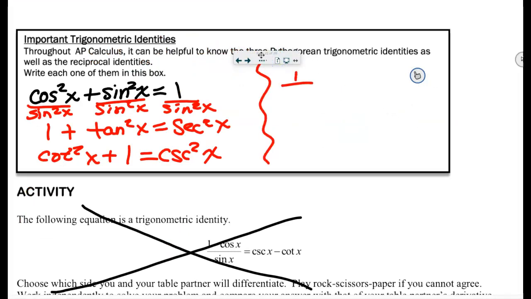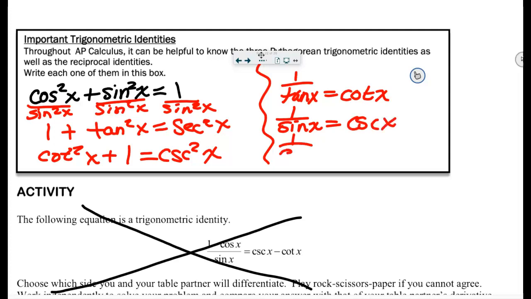I know you know 1 over tangent is cotangent. But make sure you also have it that 1 over sine, 100% all the time, is cosecant x. Just think S's and C's. They're helpful in this class. Similarly, 1 over cosine is secant. So I wouldn't say memorize them. Know them.